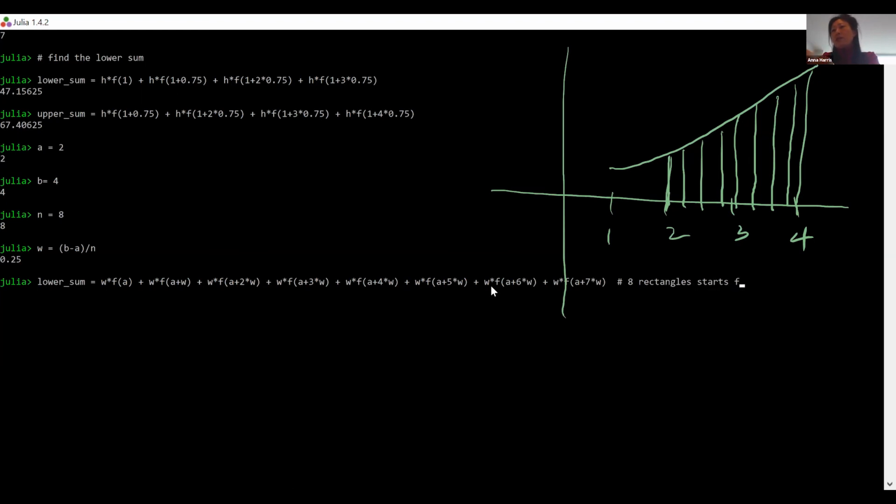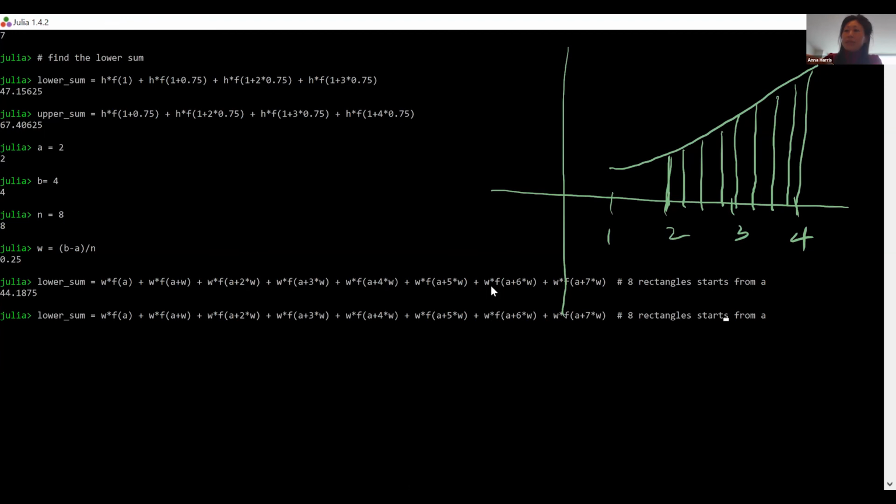Start from where? From A. So you get 441875. Now I want the upper sum. So upper sum, I'm gonna use exact. What I did is I used the upper page, so I can just paste this one. So upper sum, I don't start with A. I'm starting with this number.